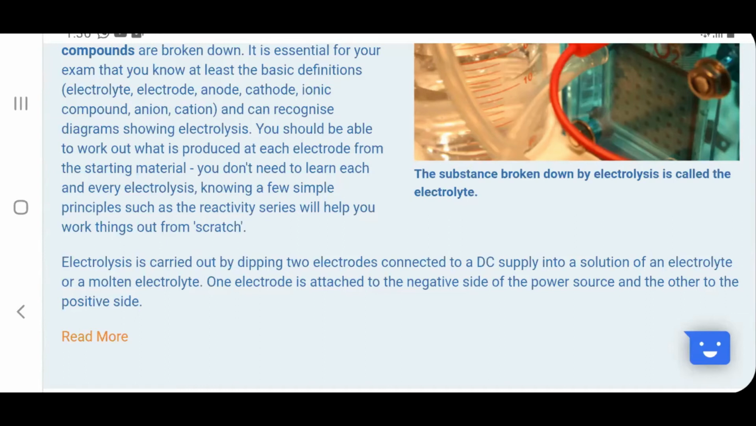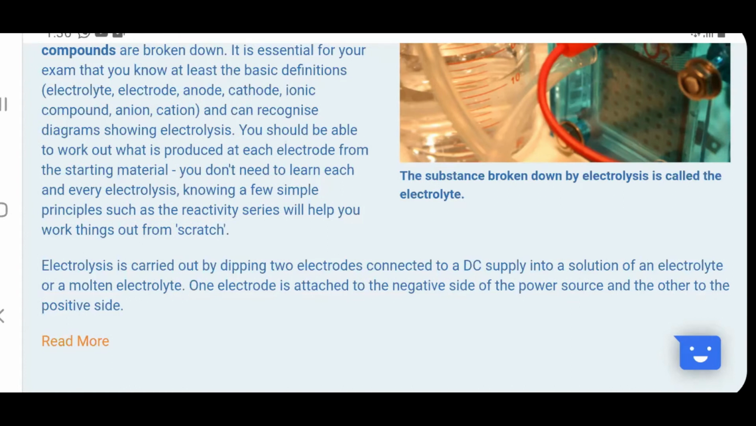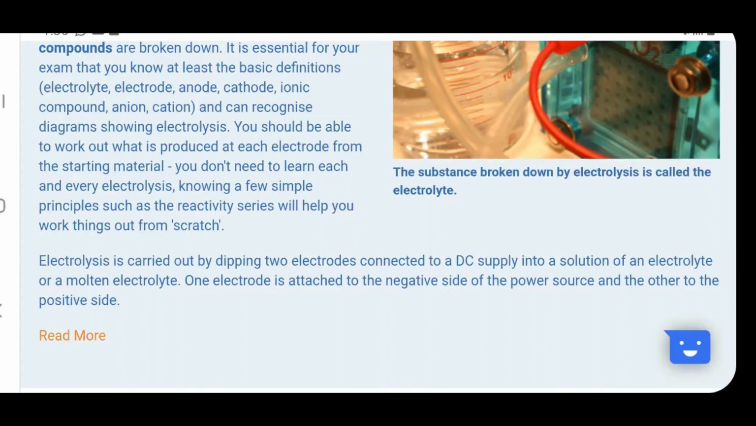Electrons flow from the negative terminal of a battery to the positive terminal of a battery. Right, so it flows from the negative terminal of a battery to the positive terminal of the battery. Now, do you have that? Yes, sir.